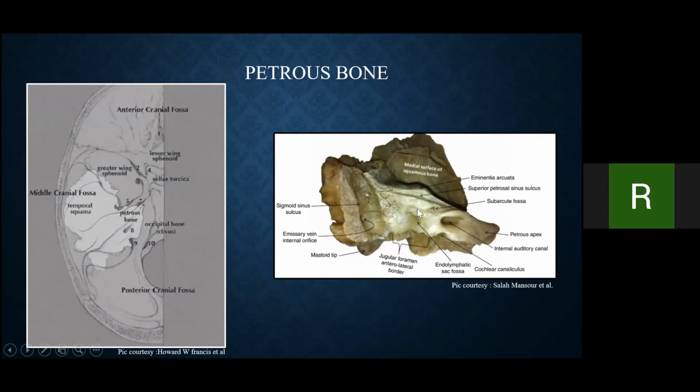It has a very important role because it has a lot of cavities and important structures like the internal auditory canal transporting various nerves and vessels. The part of the inner ear as well as the majority of the middle ear is also present in the petrous part of the temporal bone.